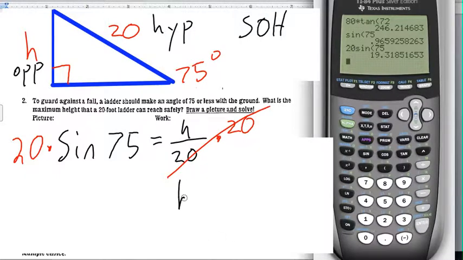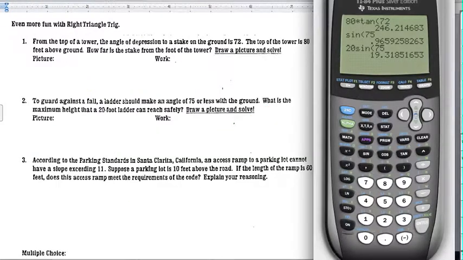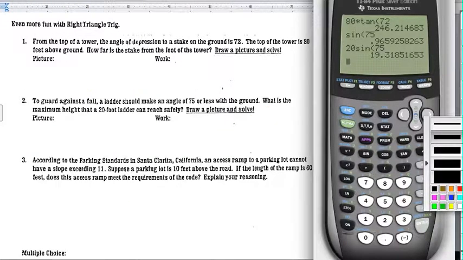Looks like our answer for the height is going to be 19.319. Now we did round, but we rounded as the last step. We rounded to 3 decimal places, so we have a very accurate rounded answer. All right, that's that. Let's do the third word problem. Make a little room to work.